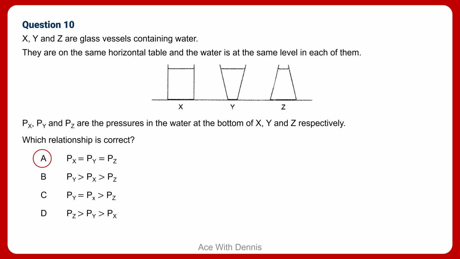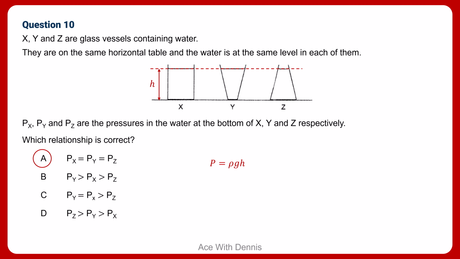The answer is A. Px equals Py equals Pz. Now we know that the formula of pressure of liquid is equal to rho g h. So rho is the density of the liquid, g is the gravitational field strength. So these two are constant, hence it is determined by the h.